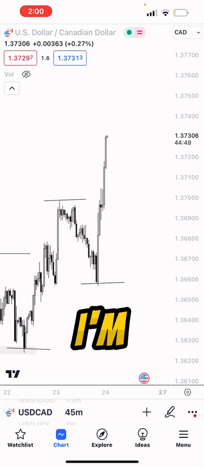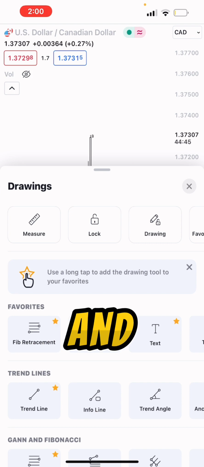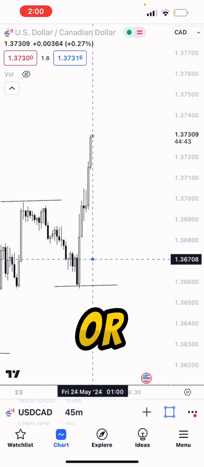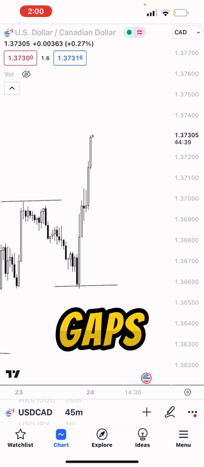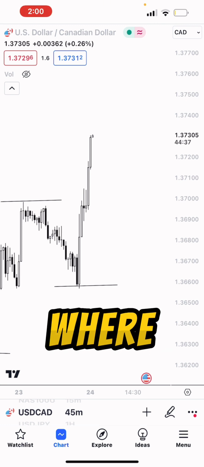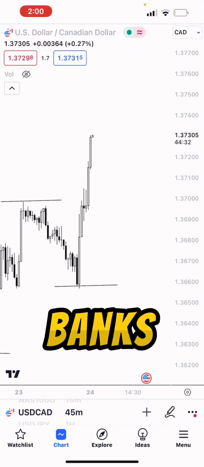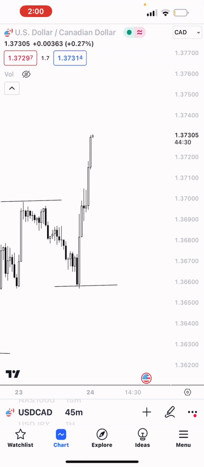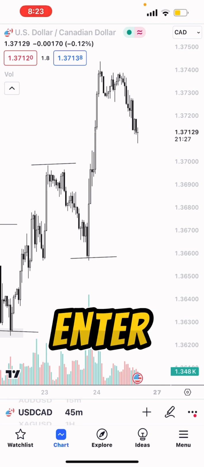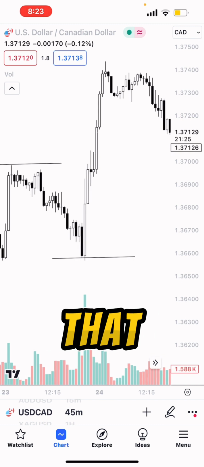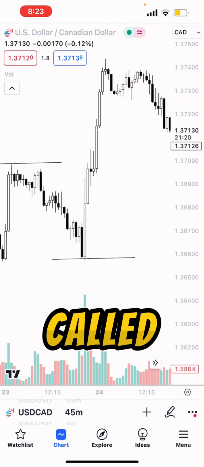Now that I know that I'm buying, I want to wait for price to come back and tap into this order block here or this gap. For me, I only trade with what are called gaps and order blocks. Order blocks are where there are large sums of money injected into the market by the banks and institutions. These order blocks are areas filled with large amounts of orders, hence why they are called order blocks.